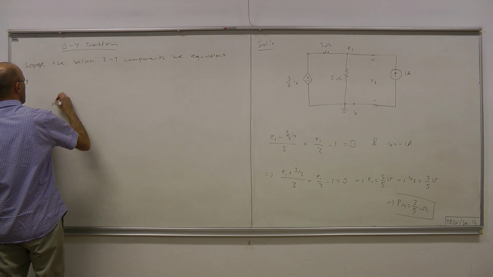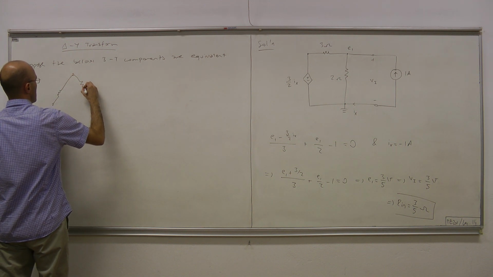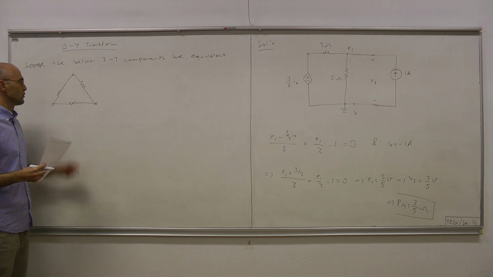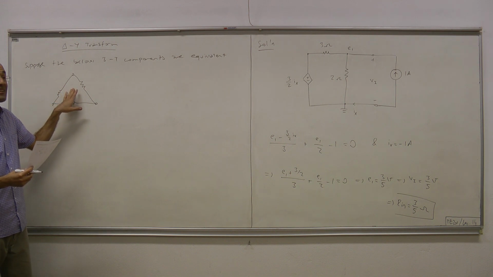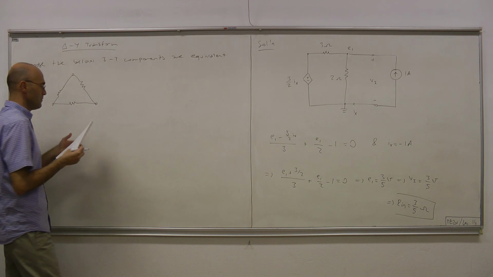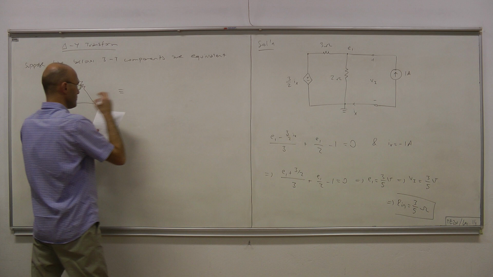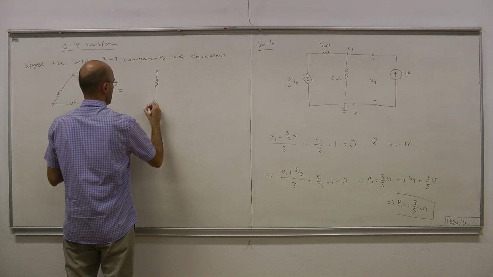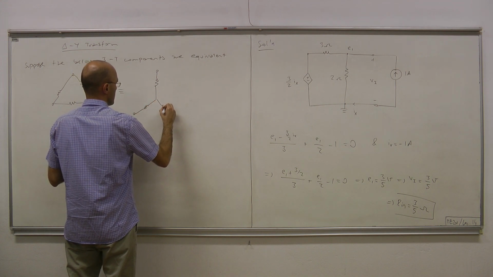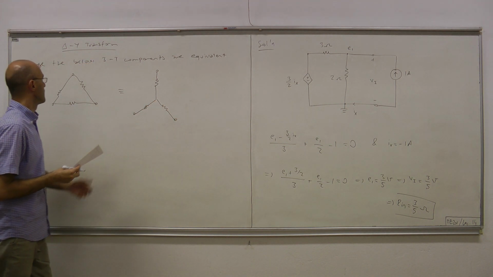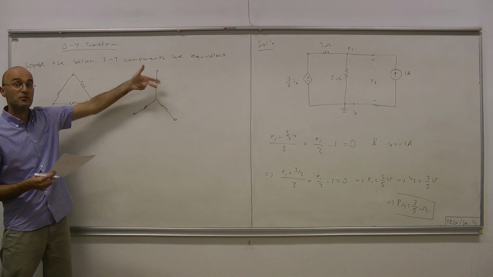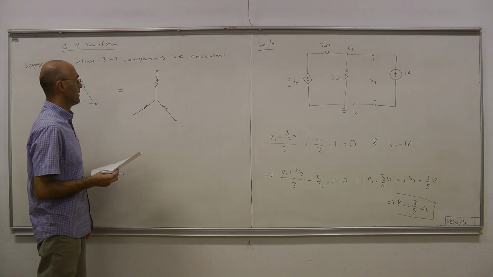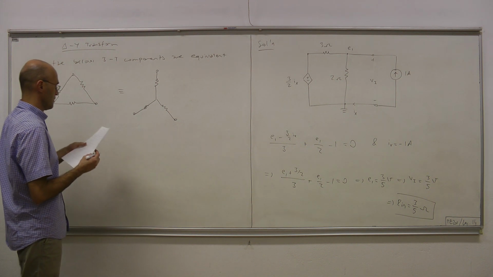And one circuit has this topology. Okay, this is called the delta connection, and the other has this topology, which is called the Y. Well, this looks like an upside down Y, but nevertheless it's called a Y topology or Y connection.